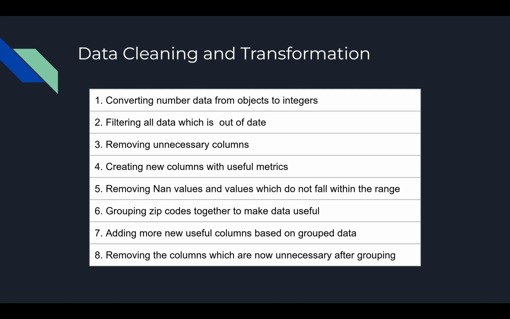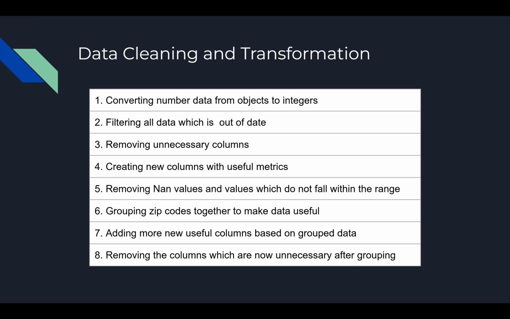I had to create new columns with useful metrics. Like I wanted to get the average income per area instead of just the total and the number of returns. And I had to get the average rating for the area. Then I had to remove the null values and also the things that weren't in range of the zip codes I wanted. I had to group some of those zip codes together to make the data more useful, especially the restaurant data.